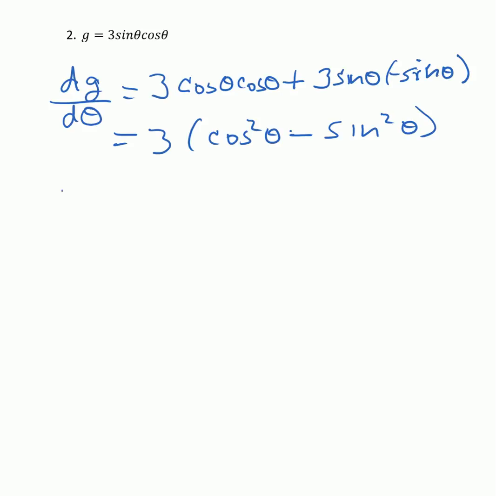So the uncertainty in g is the uncertainty in the angle, put the 3 outside, times cos squared theta minus sine squared theta. So as long as we can do derivatives, we can find the uncertainty in any function. That's where all the derivatives of the one variable functions that we used in 1120 and 1101 came from.